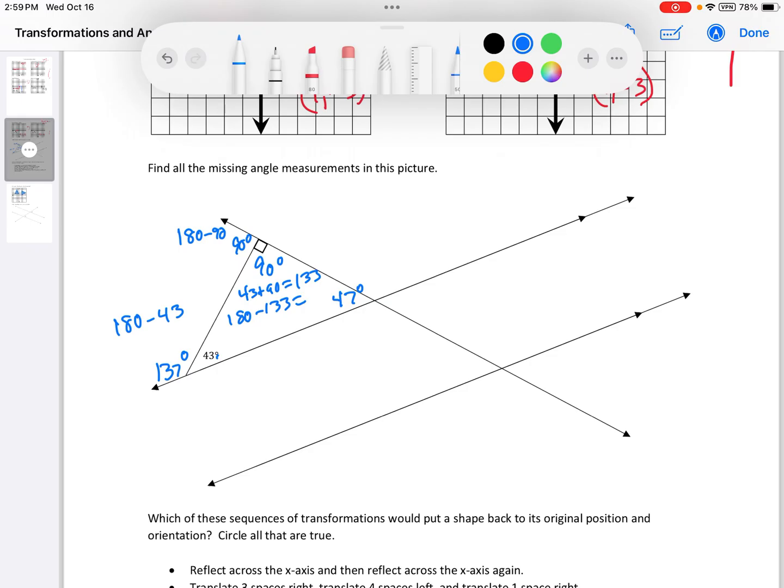Okay, next. Now that's 47, and this is vertical to it, so that's 47. And if those two are 47, then the corresponding pieces down here are also 47.